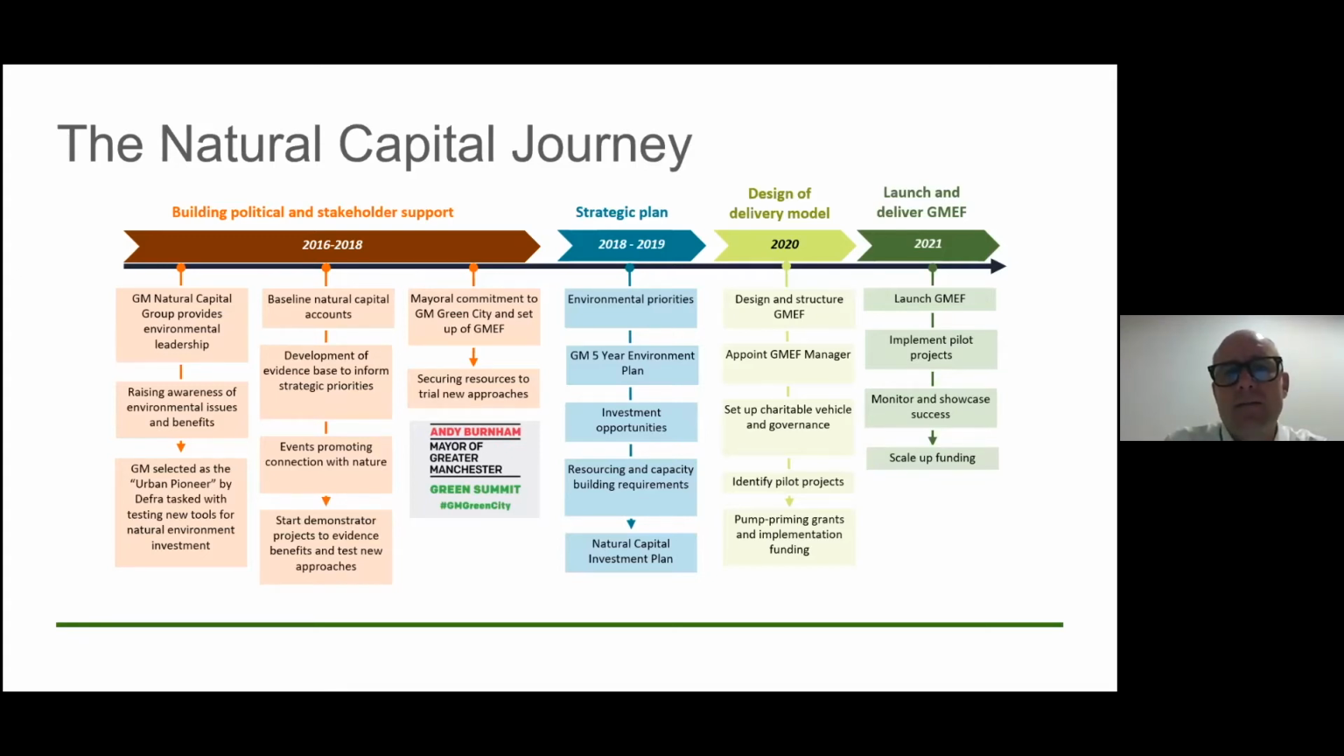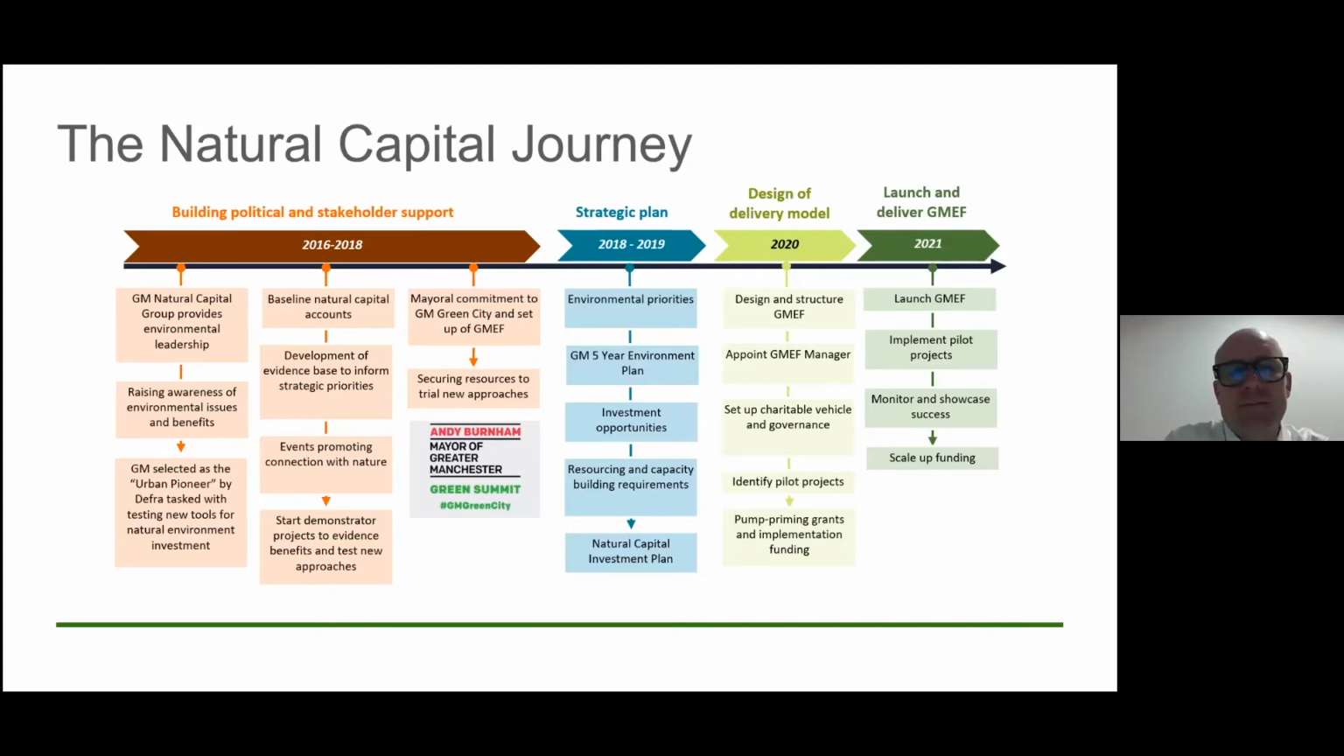So we have a natural capital group, which is our local nature partnership, which is the ambassador for the Greater Manchester natural environment. We have representatives from the private sector, the public sector, and the third sector, so the community and voluntary sector, as well as the universities, that sit on our natural capital board and help to influence how we are delivering things.